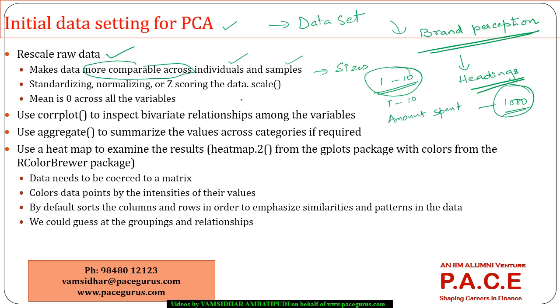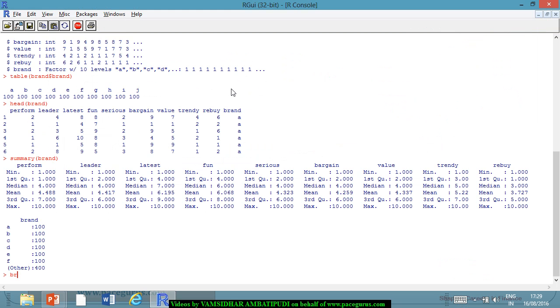So when your variables have completely different sizes, the first step before executing a principal component analysis is to scale the data. This is what we typically call standardizing, normalizing, or z-scoring the data. There are different terms used by people in different contexts. We can do any of these on that particular brand data. So I'll call it brand scale. I'm taking another new variable called brand scale.